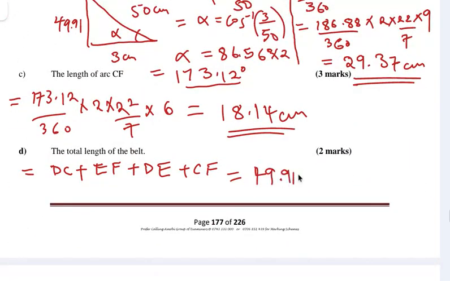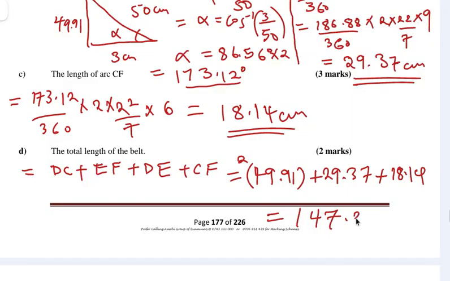DC na EF ni ile tuliyopata 49.91 times 2 plus 29.37 plus 18.14 equal to, so 49.91 times 2 plus 29.37 plus 18.14, and it should give you answer which is equivalent to 147.33 centimeter. Okay, so mpaka hapa tumeelewana. 2 marks, 3 marks, 10 marks za bure.